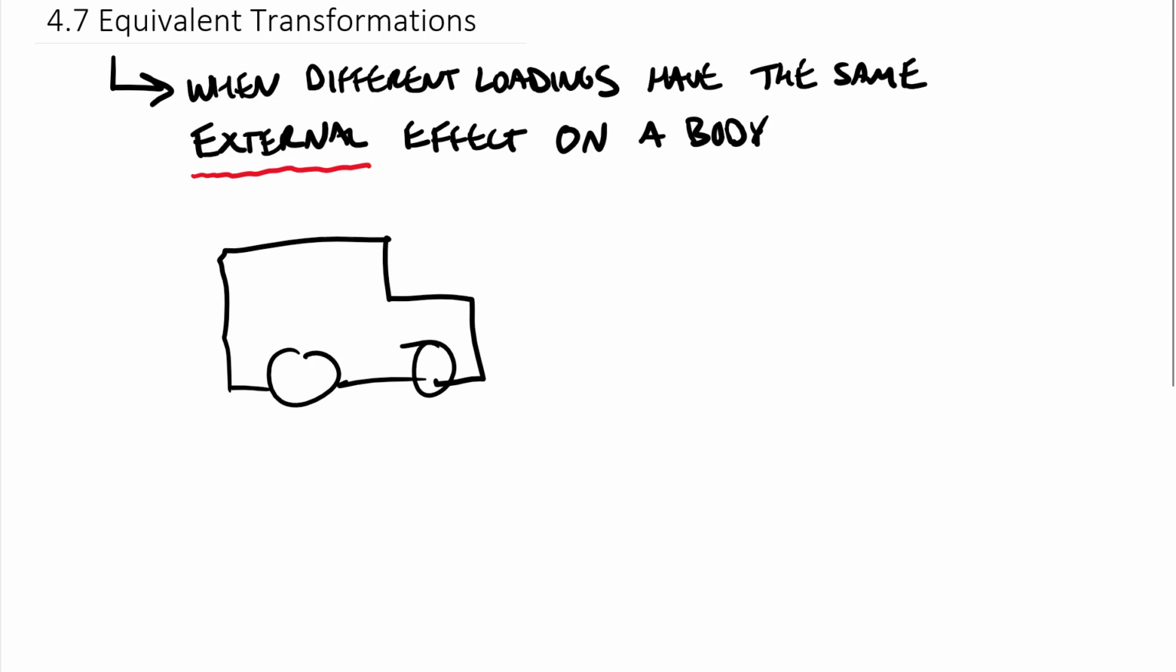So if someone is pulling on the front with a force F1 and pushing on the back with F2, and there's some kind of resistance force, we'll just put an R down here. That's not for resultant, but just for resistance to why we're pushing or pulling on this car. That F1 and F2 will have exactly the same external effect on this body. Pick either one, they'll have the same external effect.